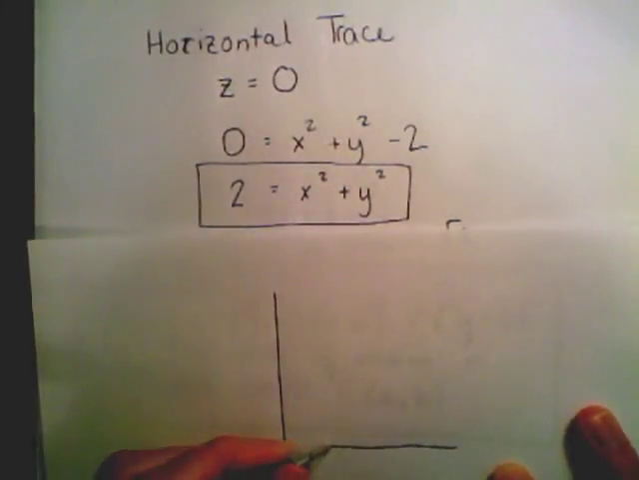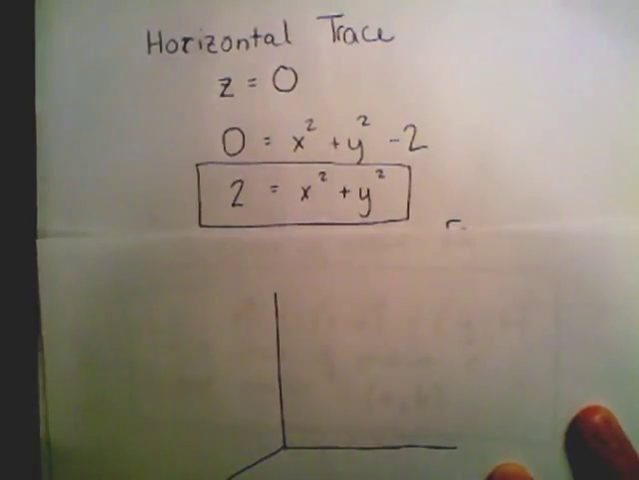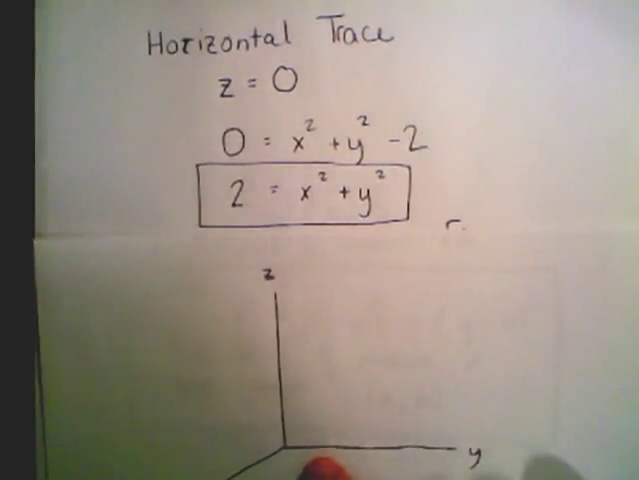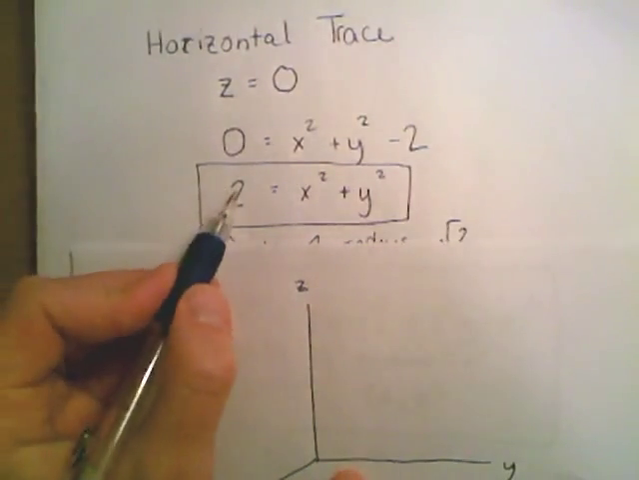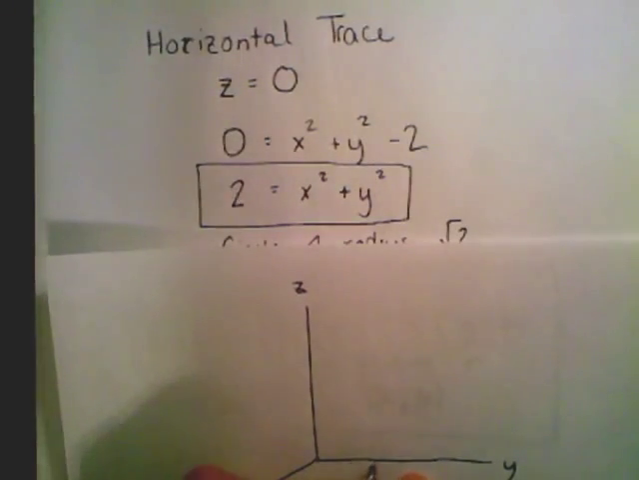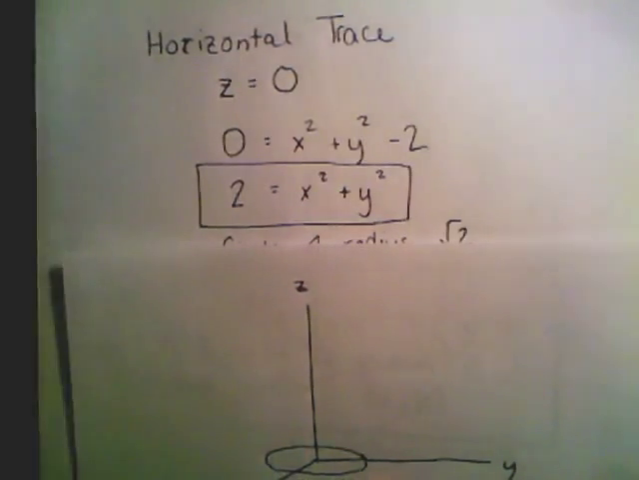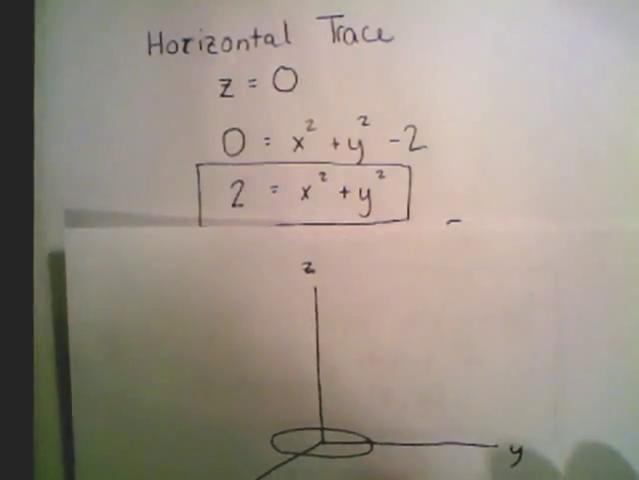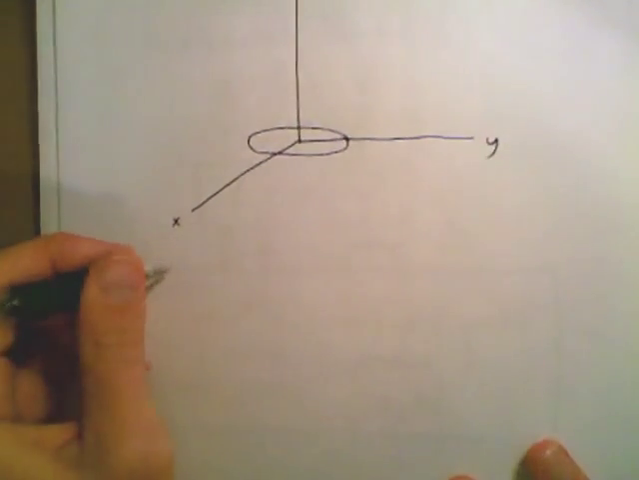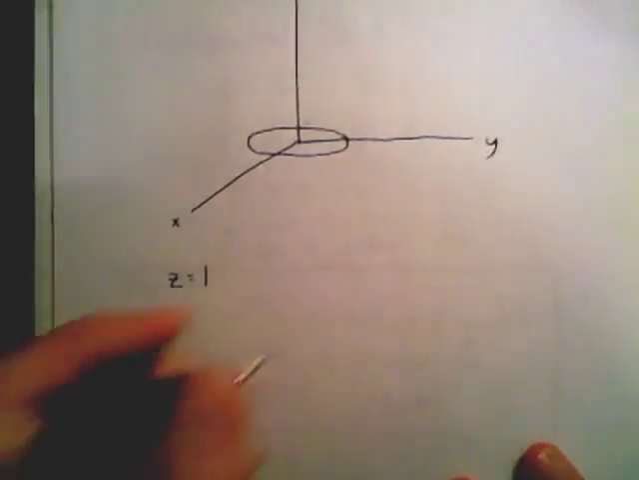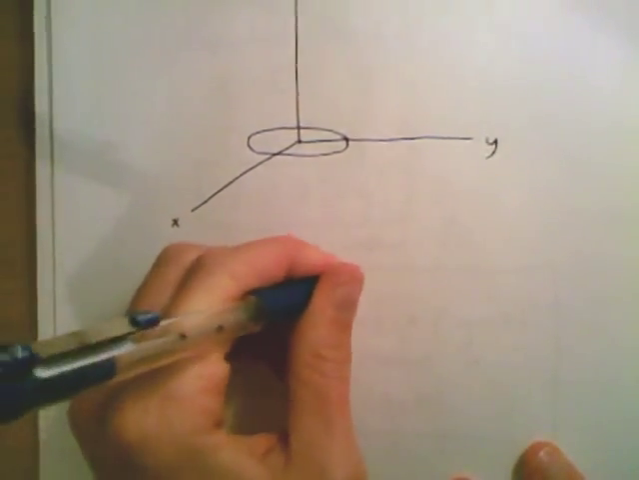But what does that mean for our horizontal trace? For our horizontal trace, this means that when z equals 0, we have a circle of radius square root 2. So when z equals 0, that's the xy plane, and it means that I have a circle down here of radius square root 2.